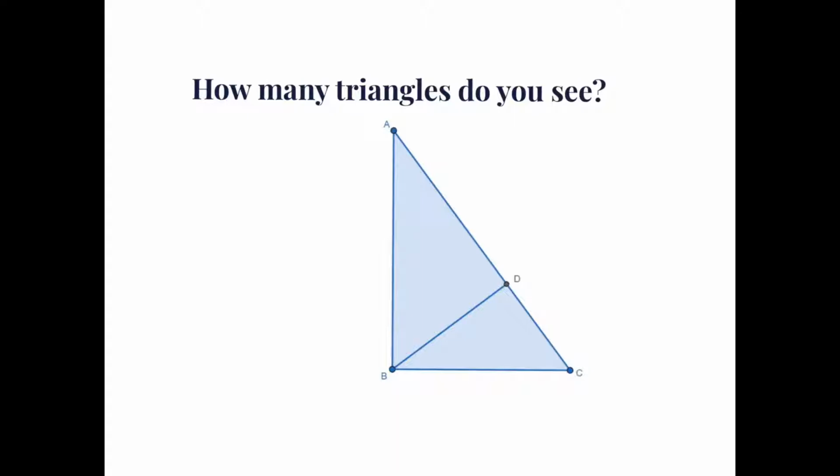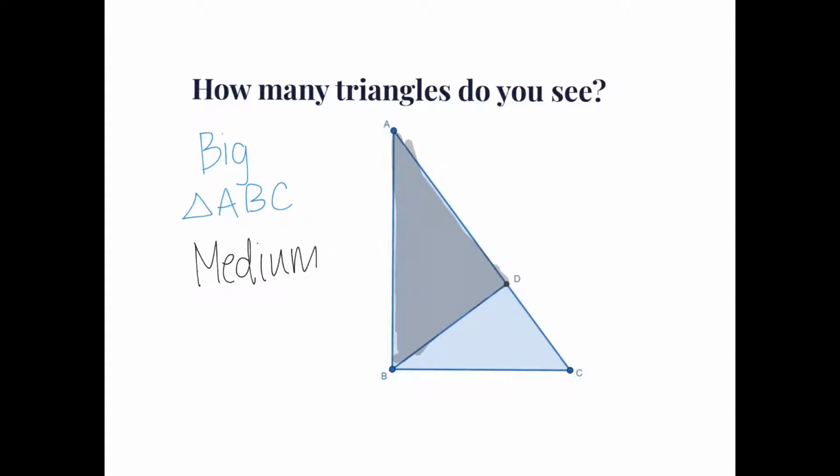So we have the really big triangle, and the really big triangle, we would name that triangle ABC. That's the big triangle that we see. And then I'm going to highlight this triangle right here, and this is sort of our medium sized triangle. Okay, and this triangle we can call, I'm going to put that as our medium size triangle, and that's triangle ADB.